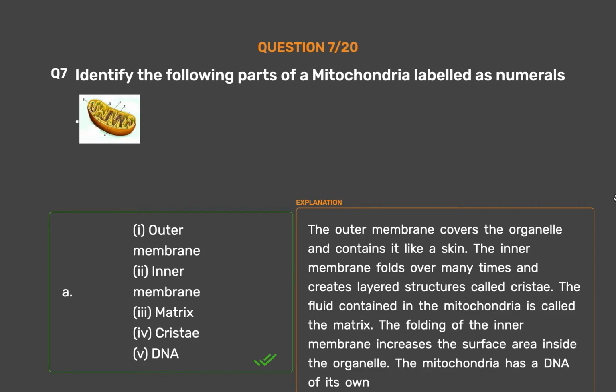The inner membrane folds over many times and creates layered structures called cristae. The fluid contained in the mitochondria is called the matrix. The folding of the inner membrane increases the surface area inside the organelle. The mitochondria has a DNA of its own.